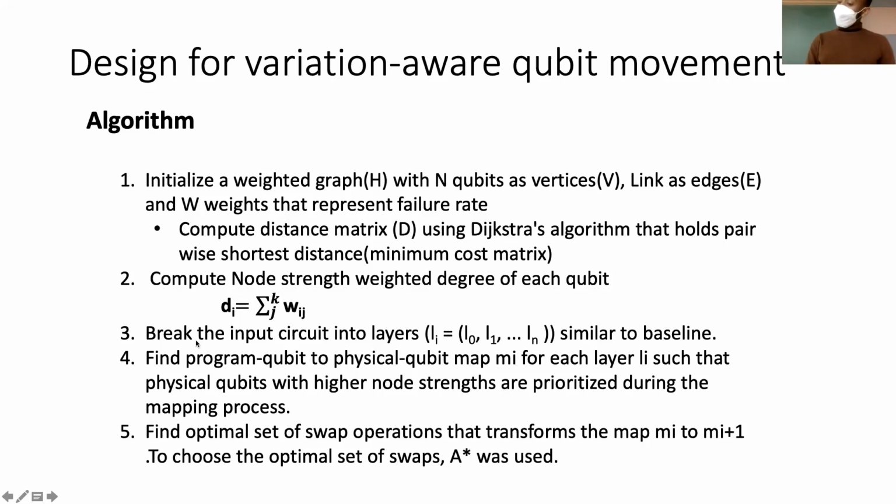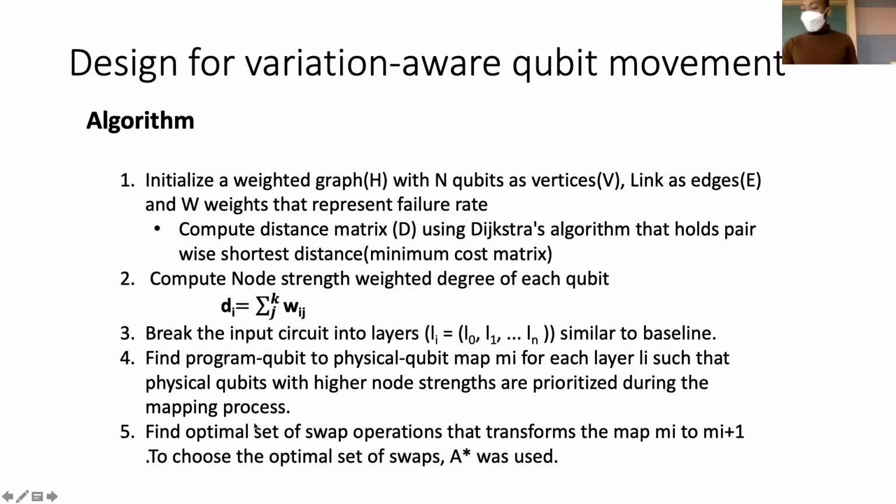The next step is to break the input circuit into layers. If we have a certain quantum program, these layers are gates that can be applied in parallel, with a certain combination of single and two-qubit gates. So this I0 represents a layer that can be applied in parallel.